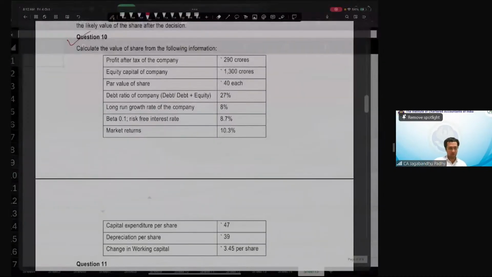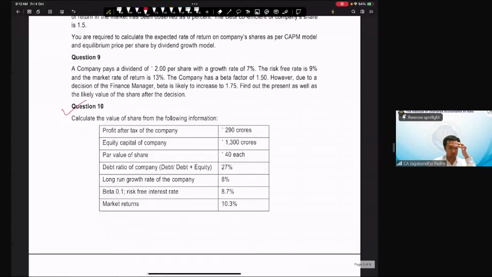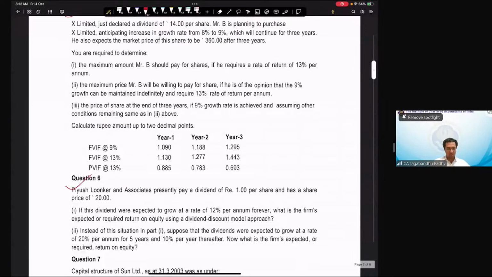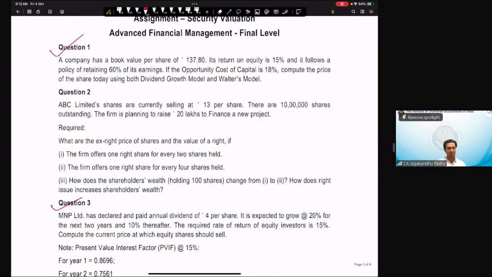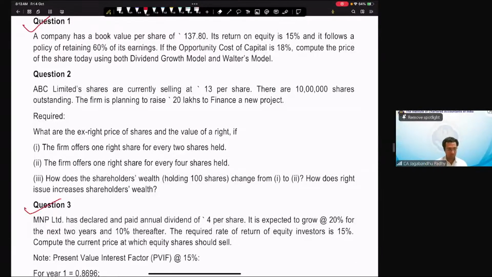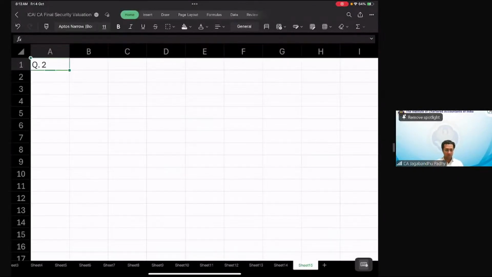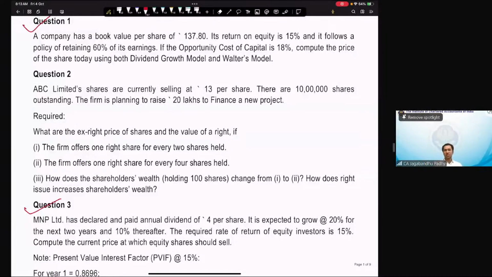Question 1 is done. Question 2 is pending, sir, which is about the rights valuation. So let's do this rights valuation in question number 2. A minute's time for you to quickly read the question. Please read the question. Read the question, guys, carefully.